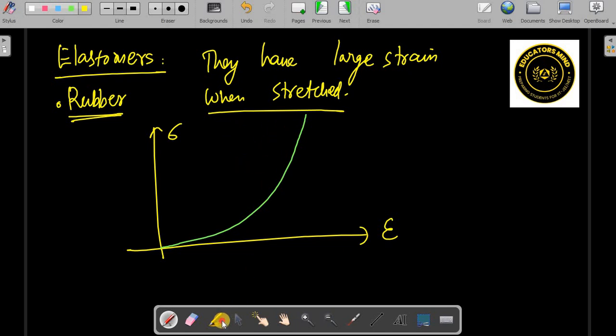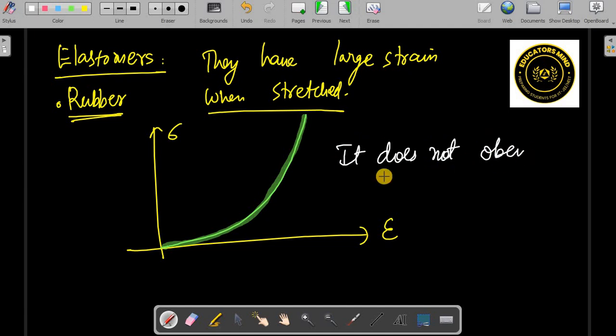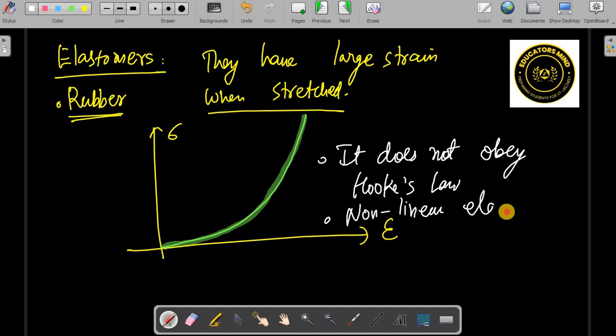Although you can understand these are elastic behavior only, they don't obey Hooke's law. Why? Because this is non-linear elastic behavior.